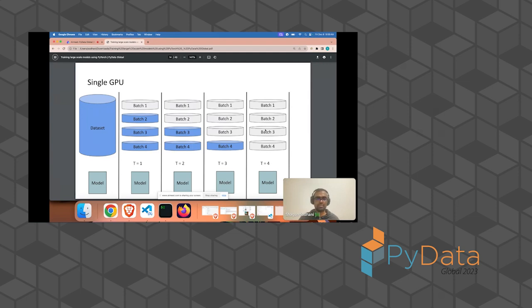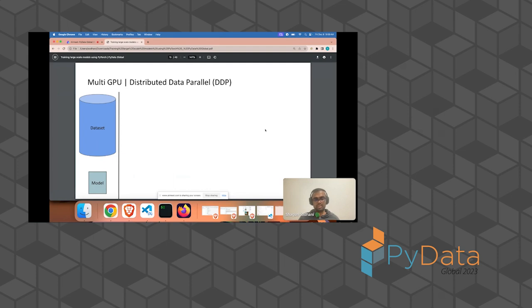So this is a single GPU setup. Now, let's say I was in a multi-GPU setup where I had multiple GPUs and I was using distributed data parallel. What would happen is that I'll still have the same data set, I'll still have the same model, and I'll still break my data set into batches.